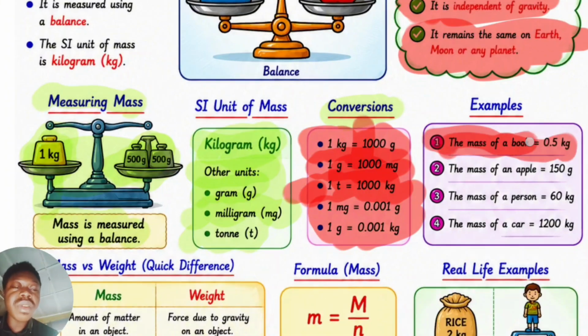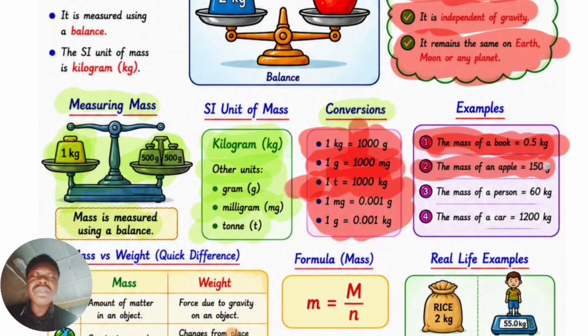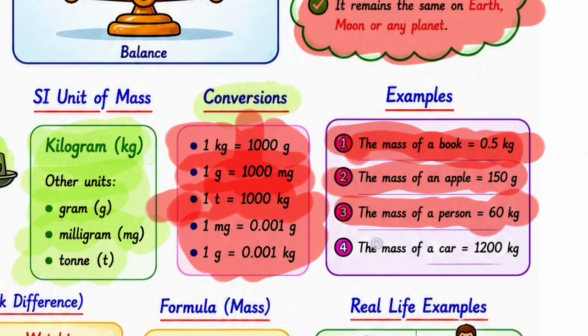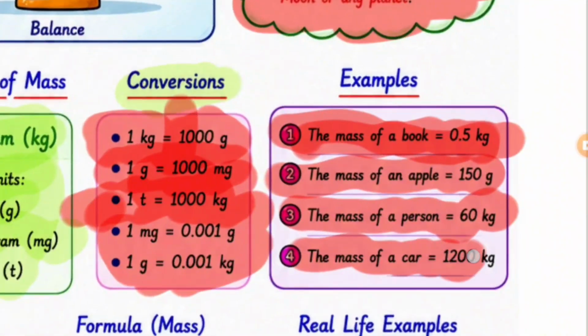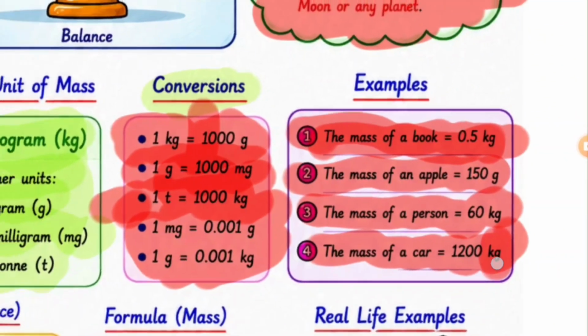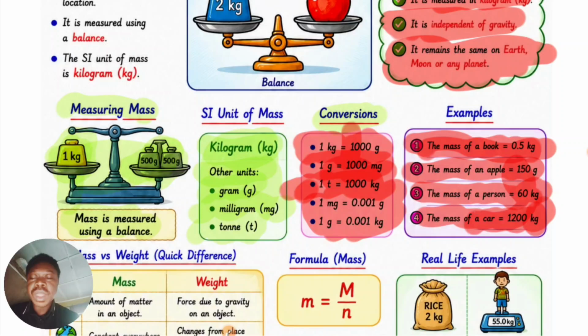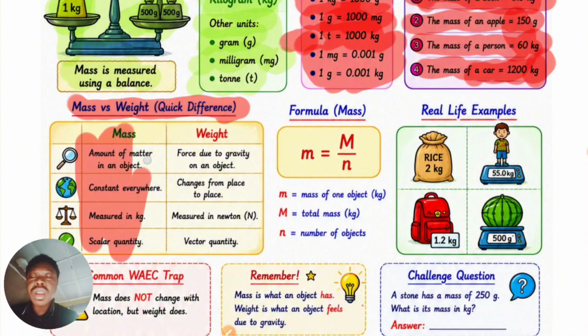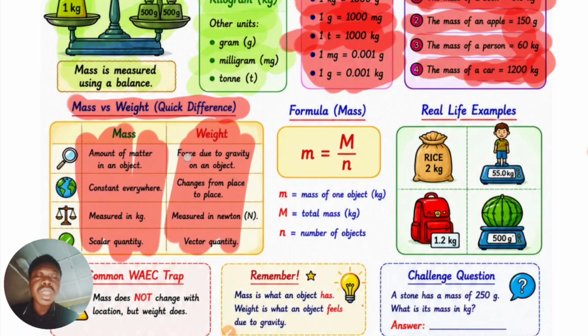For example, the mass of a book is 0.5 kilogram. The mass of an apple is 150 grams. The mass of a person can be 60 kilograms or more. The mass of a car can be 1200 kilograms. Are you getting the SI unit here? So take note of all this. Then, for mass versus weight, the key differences, which I'm going to go deep into later, you should understand that there are key differences between mass and weight, but I'll capture that as we continue.